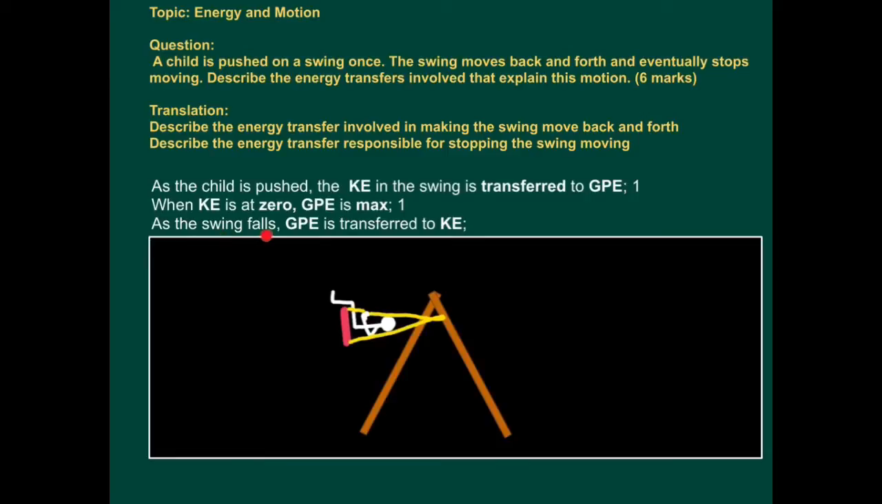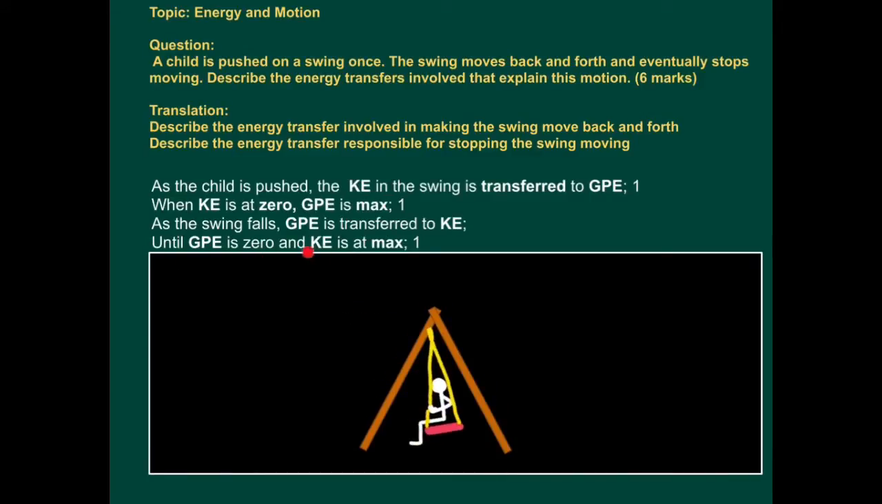As the swing falls, GPE is transferred to kinetic energy. And we can see that here. Until GPE is 0 and KE is at max. So that makes sense. As you descend, you'll be fastest at this point, and this is where your GPE is lowest because you're closest to the ground.